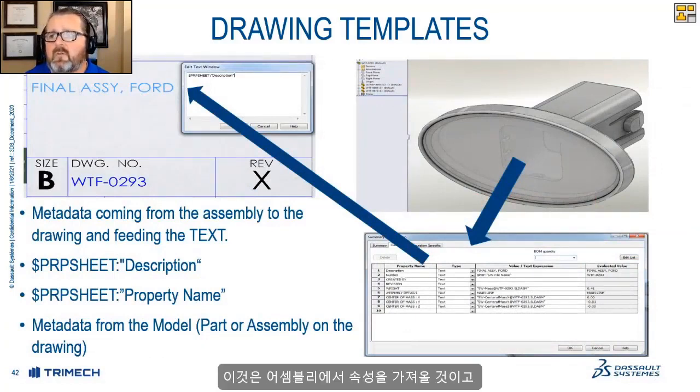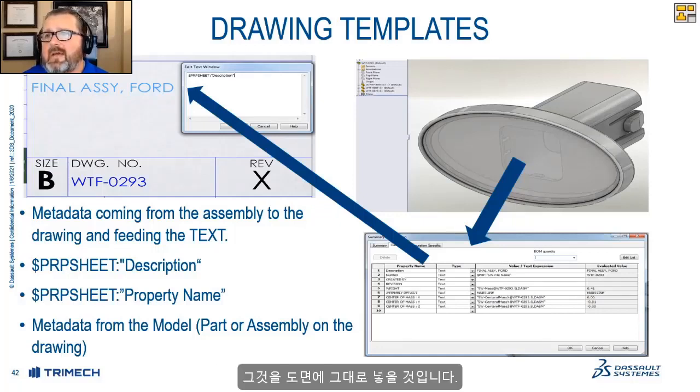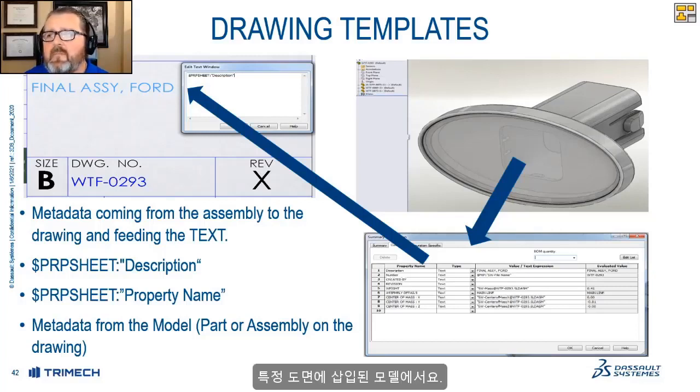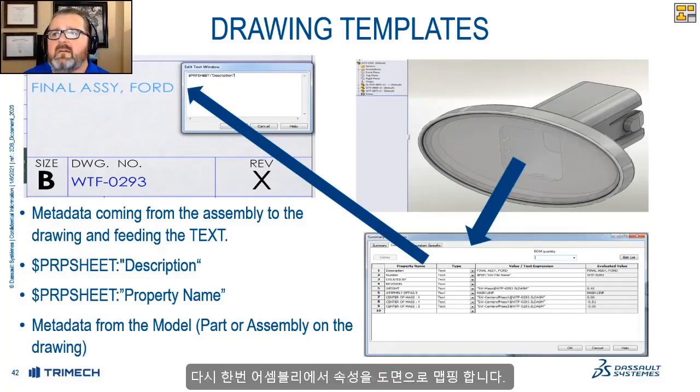This is going to pull the property from the assembly and put it into the drawing itself. So I'm in drawing edit sheet format, and here I have $PRP sheet description. So it's going to pull the description from the model that's inserted into that particular drawing. You could also have things like part number and so forth on there. So once again, I am mapping here the property from the assembly into the drawing.